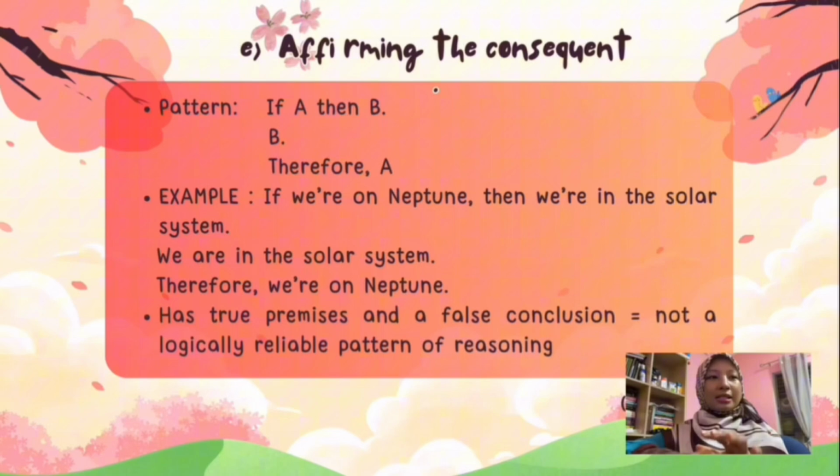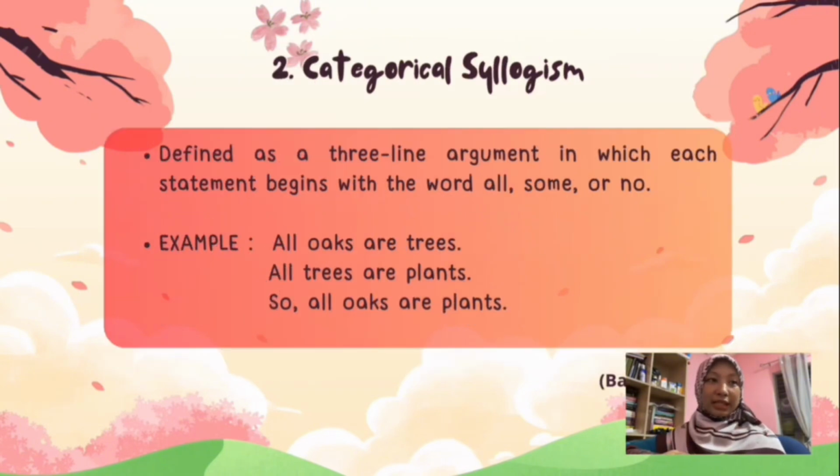Next, the second type of deductive reasoning is categorical syllogism. It is also defined as a three-line argument in which each statement begins with a word like all, some, or no. For example, all oaks are trees, all trees are plants, so all oaks are plants. Next, I will pass this presentation to the next person.